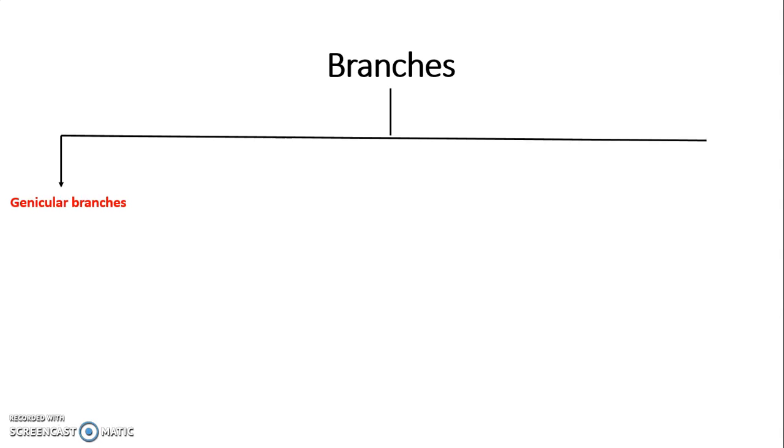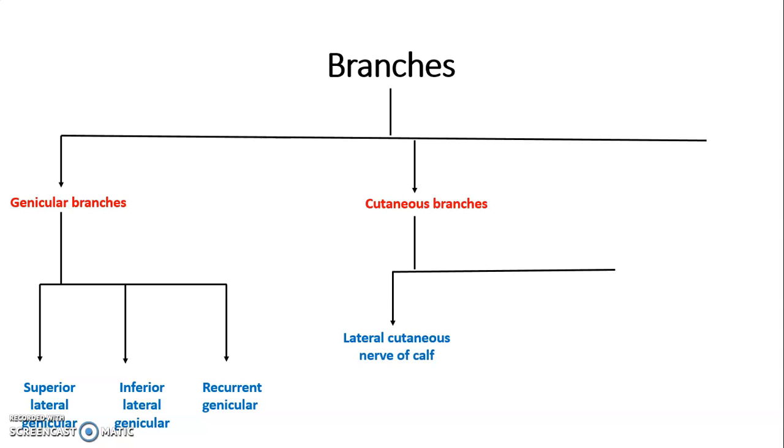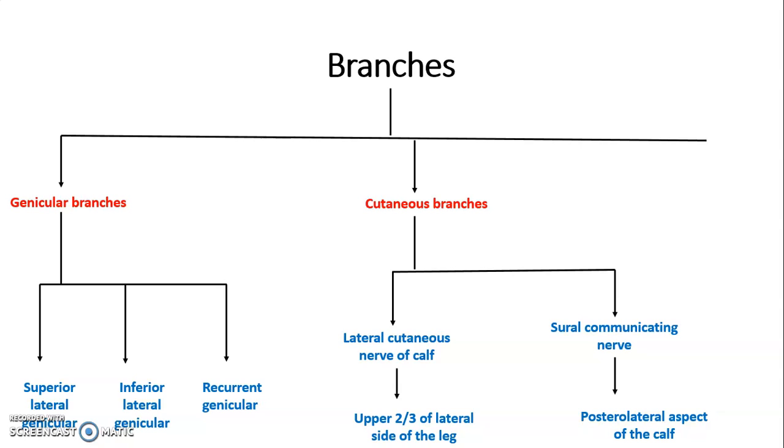Branches of the common peroneal nerve include genicular branches, which include superior lateral genicular, inferior lateral genicular and recurrent genicular. It has cutaneous branches, which include lateral cutaneous nerve of the calf, which supplies upper 2/3 of the lateral side of the leg. Then it has sural communicating nerve, which supplies the posterolateral aspect of the calf. It also gives off muscular branches.